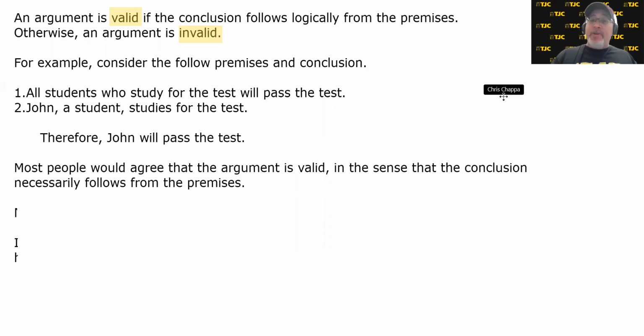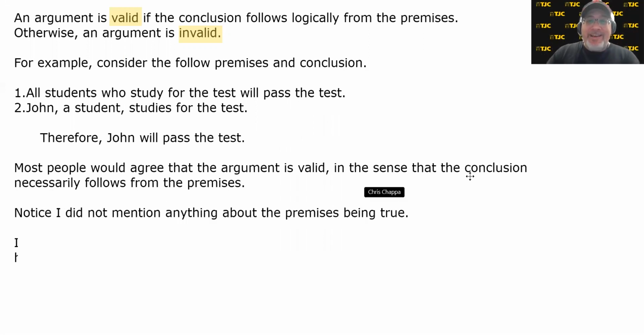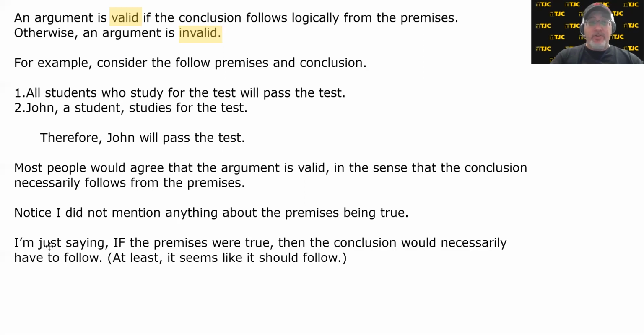Most people would agree that the argument is valid in the sense that the conclusion necessarily follows from the premises, whatever that means. But notice I didn't mention anything about the premises being true, which is kind of a lie. I said, let's assume that they're true and see if the conclusion follows. When you're looking at a logical argument, you're not really questioning the truth value of the premises. What you're questioning is, must the conclusion follow from these premises? I'm just saying, if the premises were true, then the conclusion would necessarily have to follow. At least it seems like it should follow.